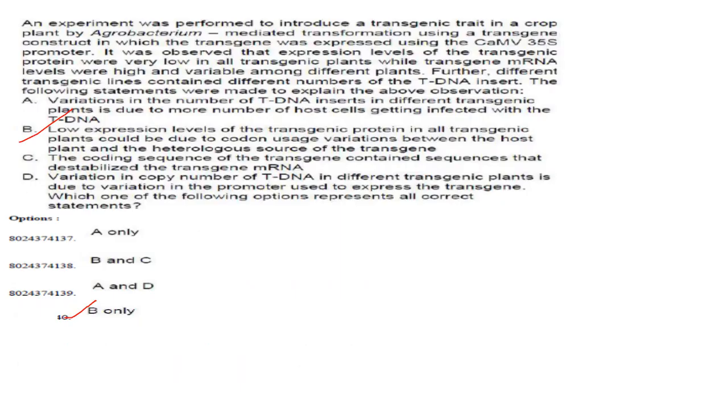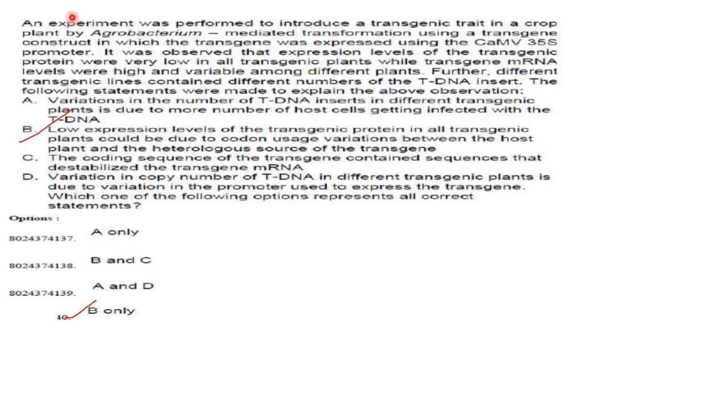Now next one. An experiment was performed to introduce a transgenic trait in a crop plant by agrobacterium mediated transformation using a transgene construct in which the transgene was expressed using the CAMV35S promoter. It was observed that expression level of the transgenic protein were very low in all transgenic plants, while transgene mRNA levels were high and variable among different plants. Further, different transgenic lines contain different numbers of the tDNA insert. The following statements were made to explain the above observation.